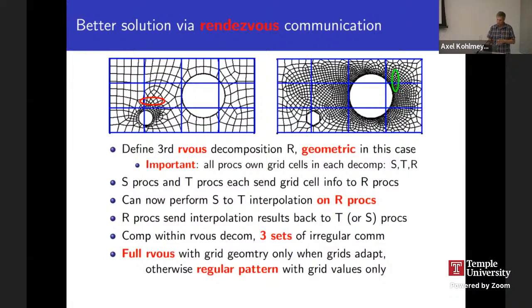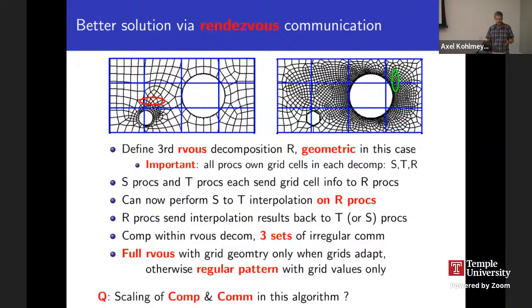So you would do this, but if the grids only adapt every 100 steps or 1,000 steps, then you could save these little patterns of who I'm sending to and who I'm receiving from, and do irregular or even regular communication on the intermediate steps. So this more expensive operation is only necessary when the grid decompositions change. Okay, does that make sense, everybody?